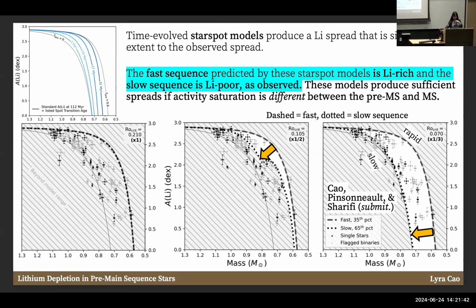So we've taken fast and slow rotator sequences from the Pleiades, and on the x-axis on these bottom plots, we have mass. On the y-axis is abundance of lithium again. These are the lithium depletion patterns. But what you can see here is that with different values of the critical Rossby number, the point at which stars stop being saturated in their activity, if you change this value, you can actually get a separation between the fast and slow rotator sequences, where you have the slow rotators and the rapid rotators in the correct places for their lithium abundances to be explained from magnetic models.